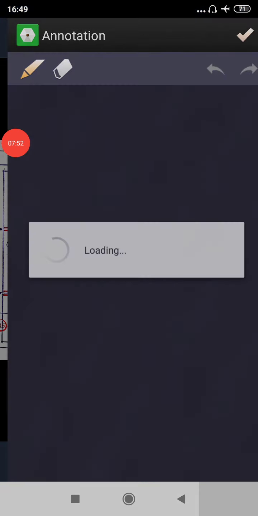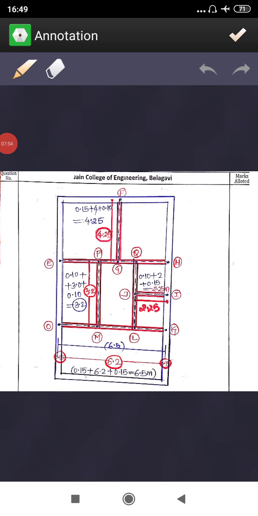Now for all internal walls, again I have given the names here: E, F, G, H, I, J, K, L, M, O, P, Q and this L. So I have given names for all central points. Then you have to determine the length.